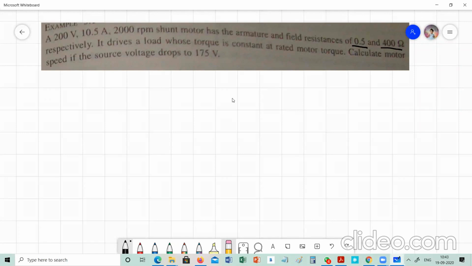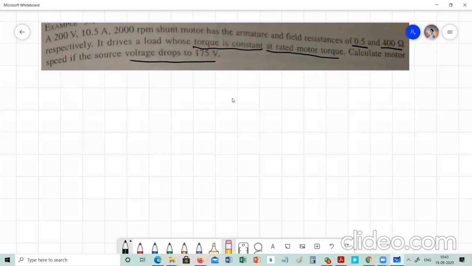It drives a load whose torque is constant. You have to remember this. The torque is constant at the rated motor torque. Calculate the motor speed if the source voltage drops to 175 volt. We have to calculate the speed of the motor if the source voltage is equal to 175 volt.